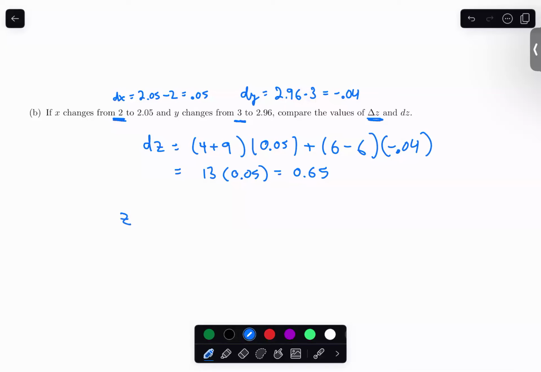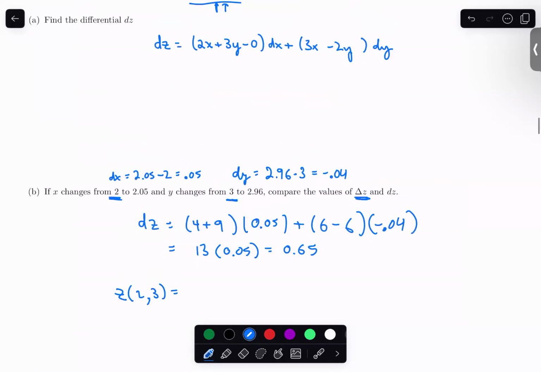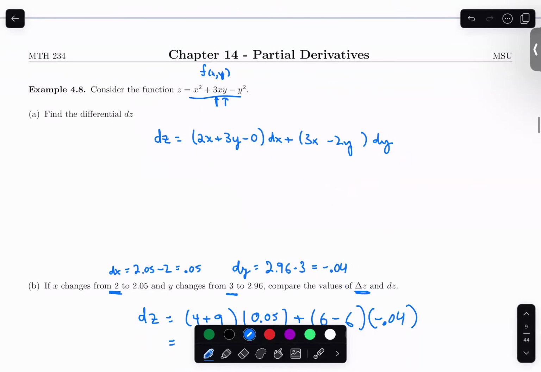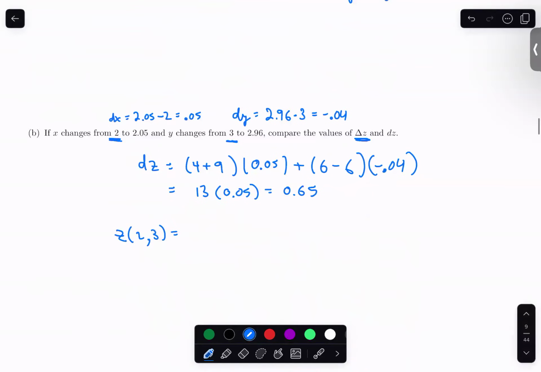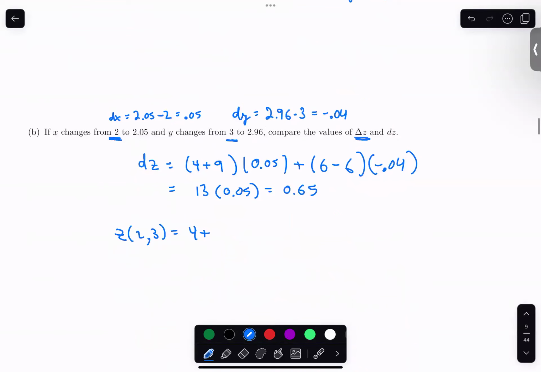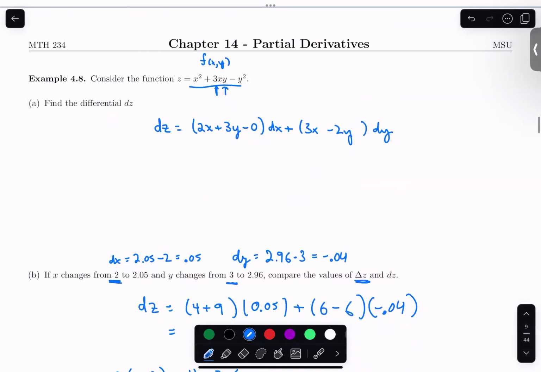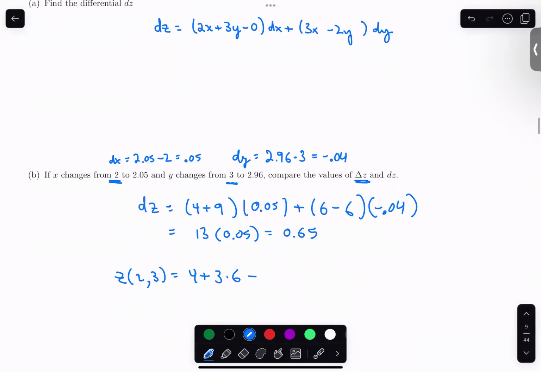So if I was to plug in 2, 3 into my function, let's see, 2 squared is going to be 4, plus 3 times x times y, so 3 times 6, I suppose, and then minus y squared, that's going to be 9. So let's see, I have 4 plus 18 is 22, minus 9 is going to be 13.